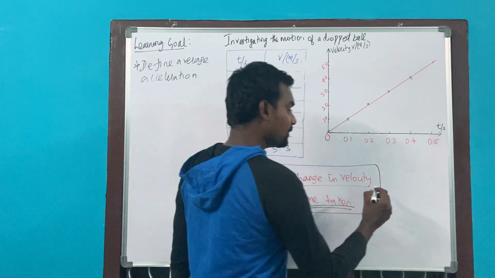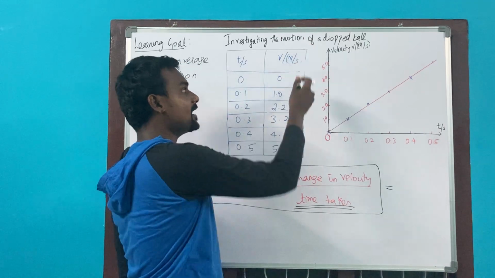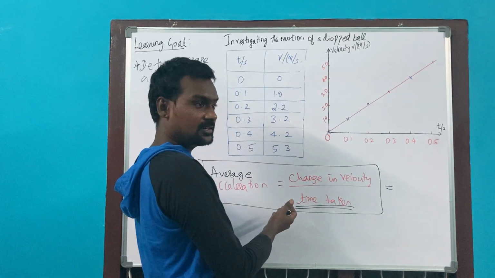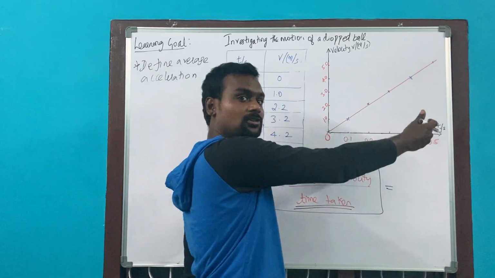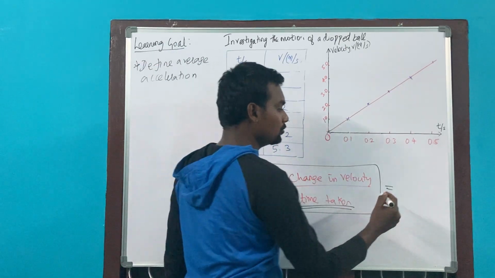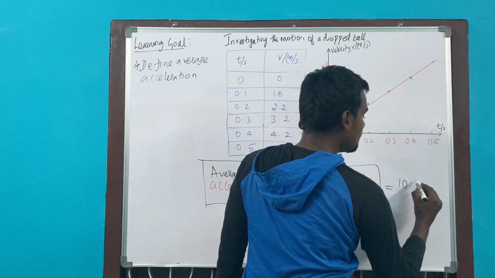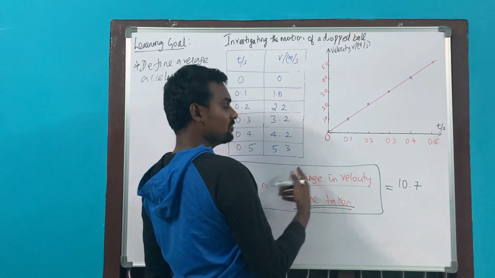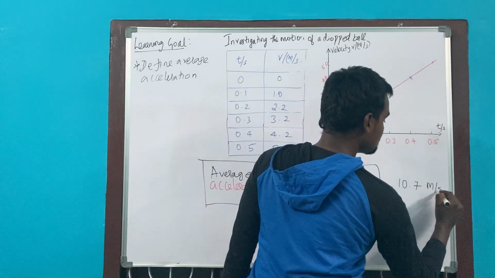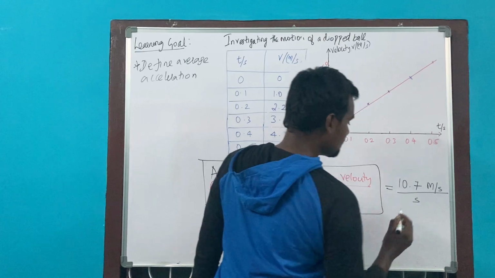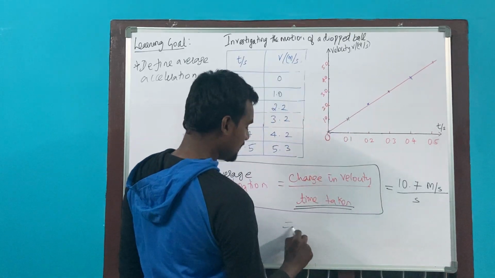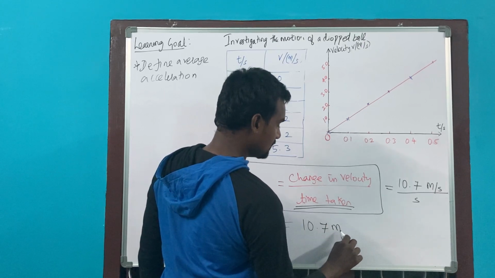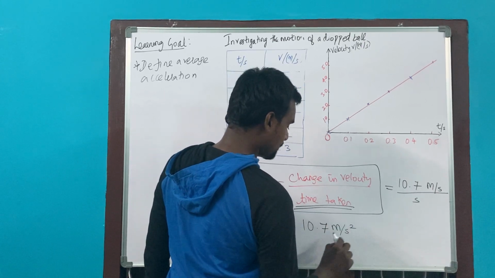Now let's quickly find out the acceleration of this graph. If you think about it, the average acceleration would be nothing but the gradient of this graph, and the value comes to be approximately 10.7. Now what is the unit? The unit of velocity is meter per second, and what is the unit of time? It's second. So what is the final answer I'm getting? I get 10.7 meter per second square.